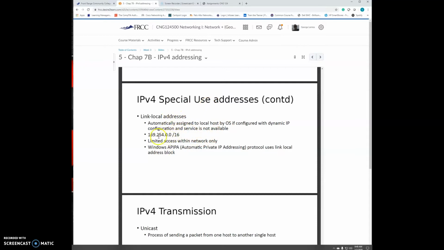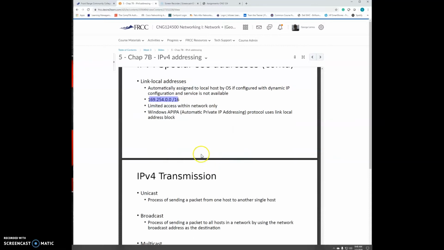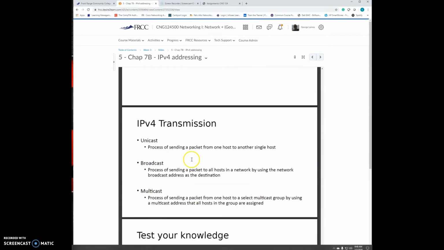Special use address, link local. If you ever plug in your computer and don't get an internet connection, your computer might get a 169.254.something/16. That's an APIPA address. Basically, your computer could not find a DHCP server and could not get assigned an IP address. Therefore, it assigned its own address for that.